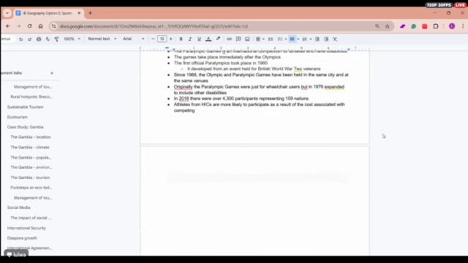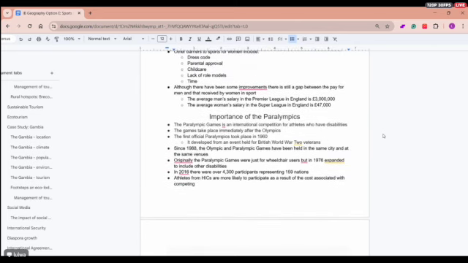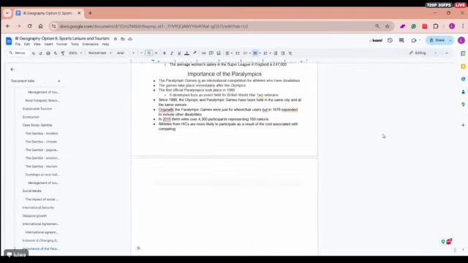And what is the importance of the Paralympics? The Paralympic Games is an international competition for athletes who have disabilities, and the first official Paralympics took place in the 1960s. Since 1988, the Olympic and Paralympic Games have been held in the same city and at the same venues. Originally, the Paralympic Games were just for wheelchair users, but in 1976 expanded to include other disabilities. In 2016, there were 4,300 participants representing 159 nations, and athletes from HICs are most likely to participate as a result of the cost associated with competing.